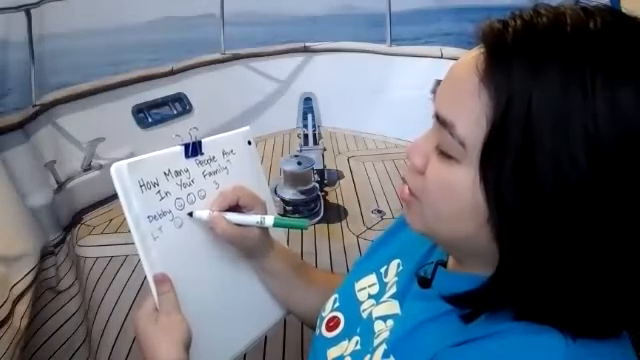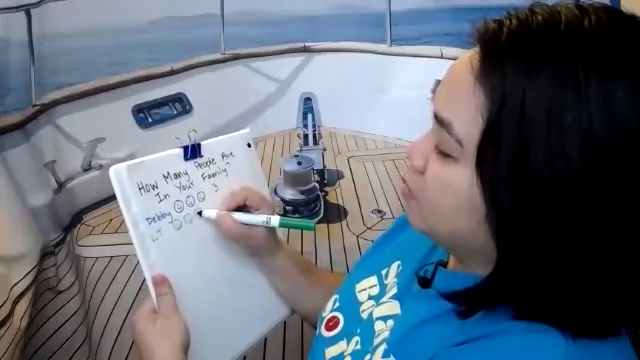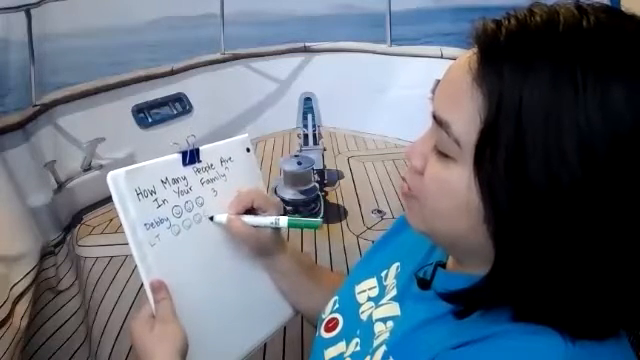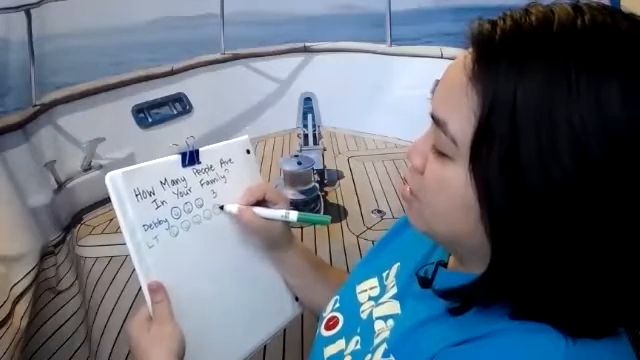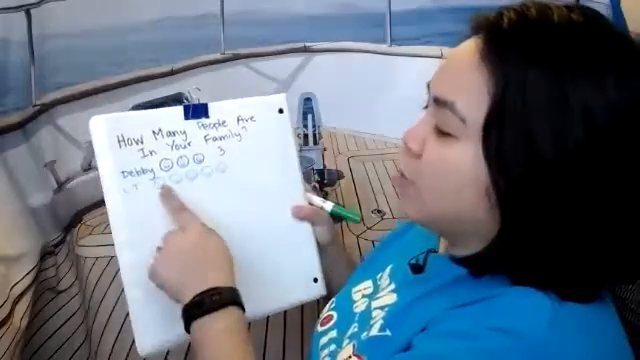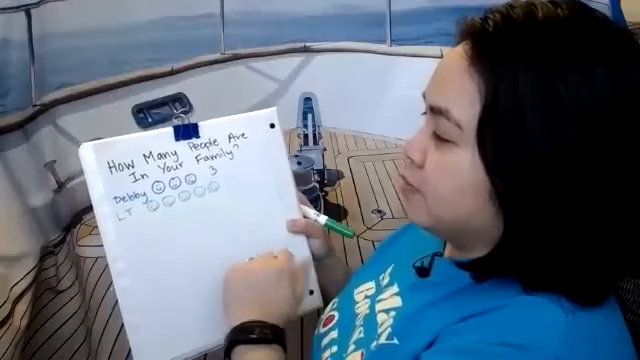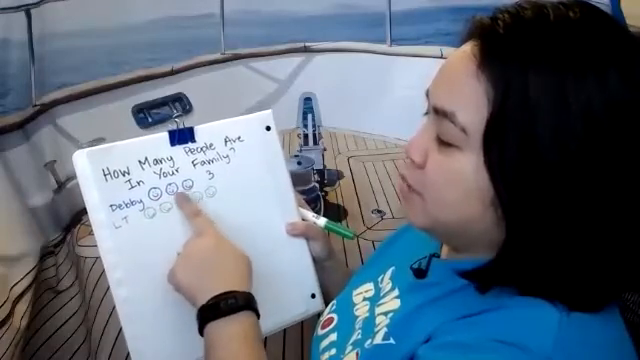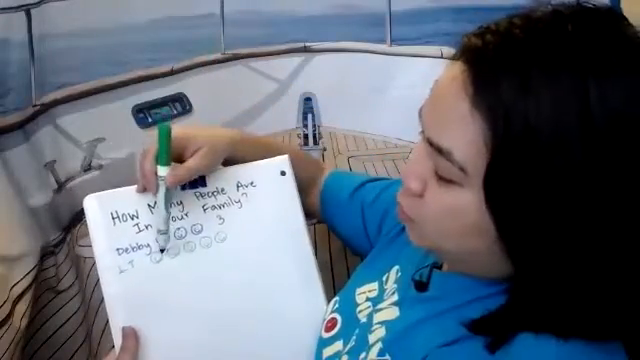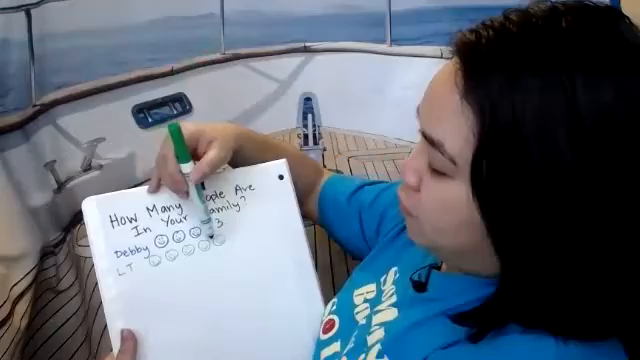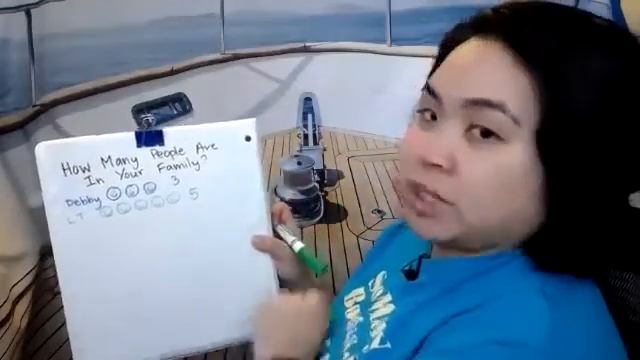1, 2, 3, 4, 5. They have a mom, a dad, and 3 boys. I have me, my husband, and my brother. So let's see how many they have. 1, 2, 3, 4, 5. They have 5 people in their family.